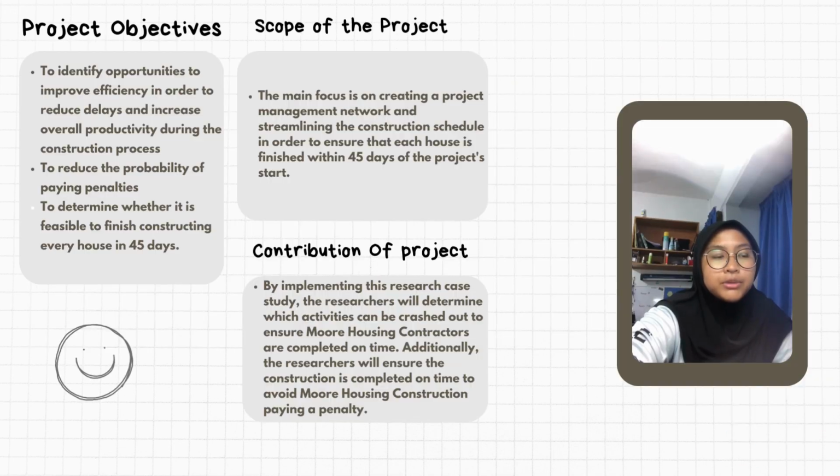The next is project objective. We have 3. The first is to identify opportunities to improve efficiency in order to reduce delay and increase overall productivity during the construction process. The second is to reduce the probability of paying a penalty. The last is to determine whether it is feasible to finish constructing every house in 45 days. For the scope of the project, the main focus is on creating a project management network and streamlining the construction schedule in order to ensure that each house is finished within 45 days of the project start.